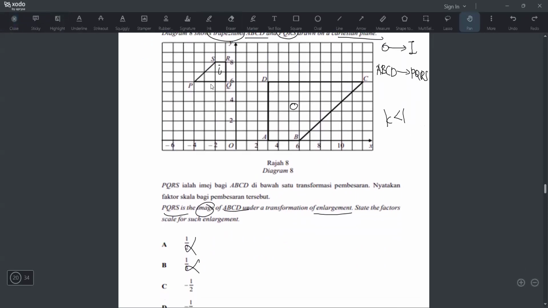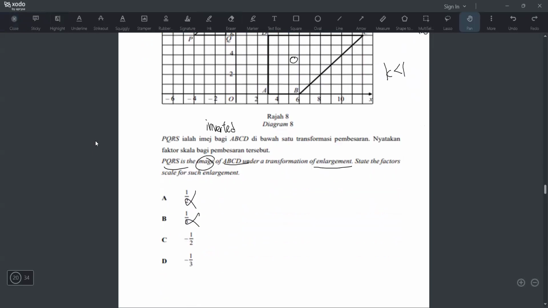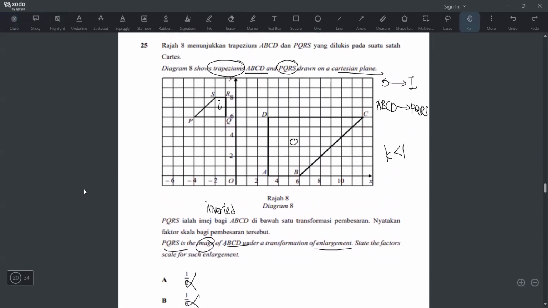If you look at the object and image, do you see that they are upside down, right? It's inverted. Yeah, the correct word here is inverted. Do you know what inverted means? Inverted means your object and image are terbalik, like this, upside down. So when your image and object are upside down, your scale factor will be negative, right?